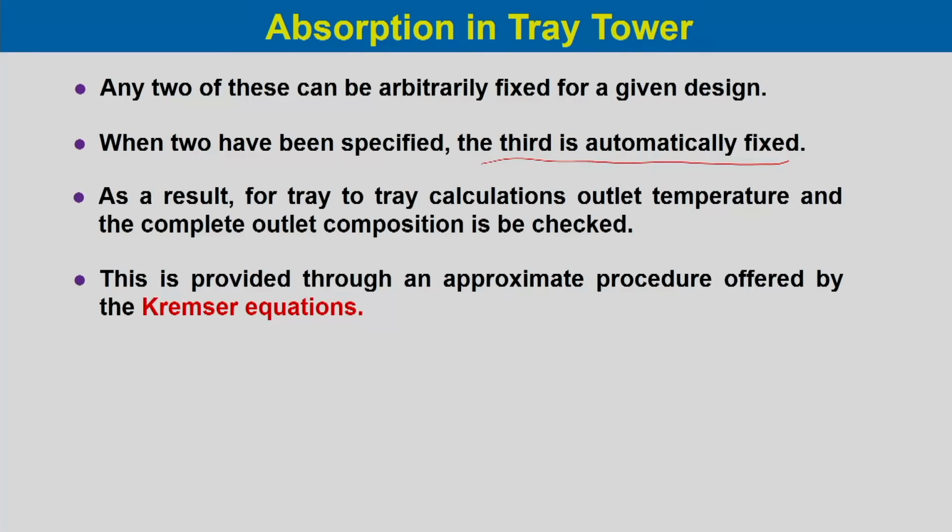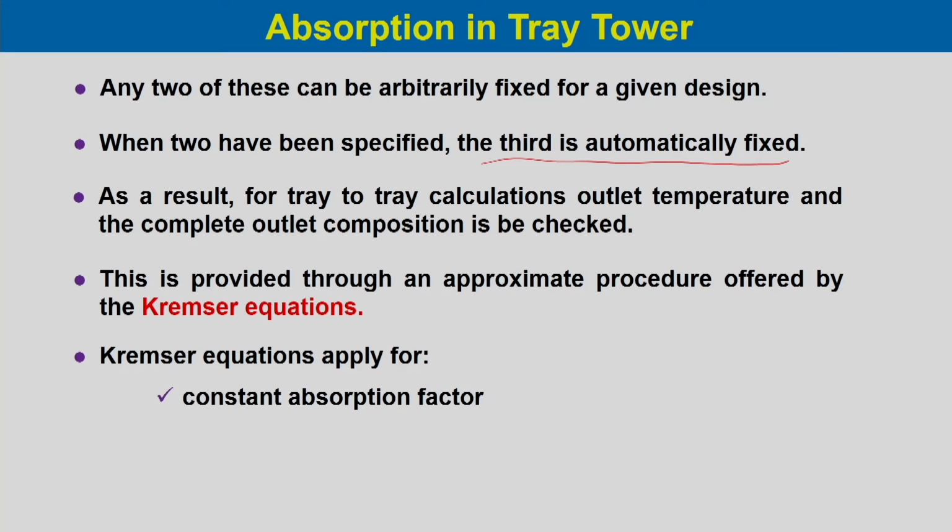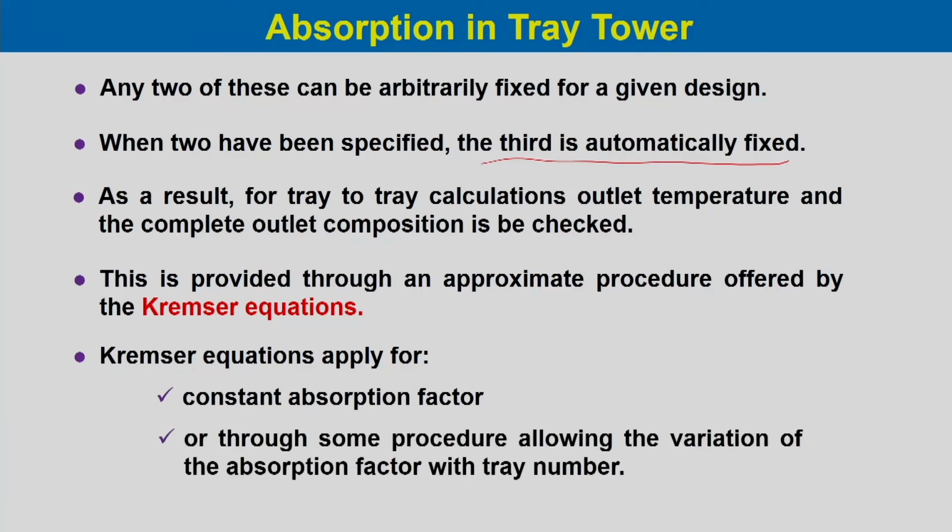So, as a result, for tray to tray calculation, the outlet temperature and the complete outlet composition are to be checked. So, we need to have arbitrarily fixed design parameters. We need an approximate procedure to get those data fixed, and this is provided by the Kremser equation. The Kremser equation applies for constant absorption factor, as we have discussed before, or through some procedure which will allow the variation of the absorption factor from tray to tray, for each component.